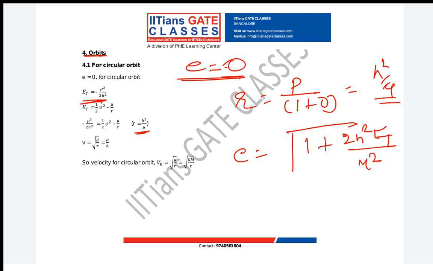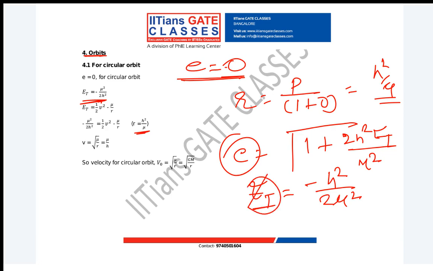So guys, when E is 0, what is your ET? It is minus mu square upon 2 H square. Now guys, we already know what is the ET value, which was V square by 2 minus mu by R.